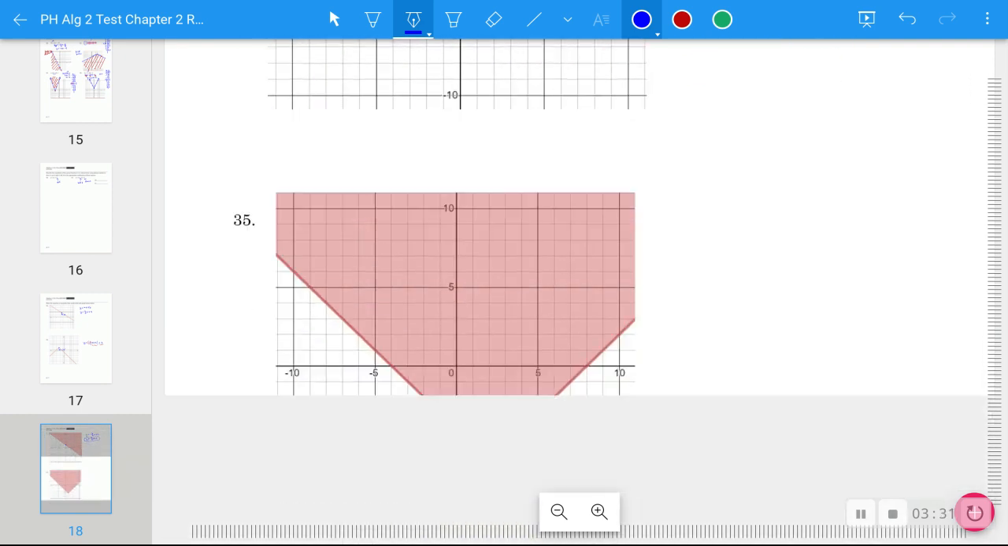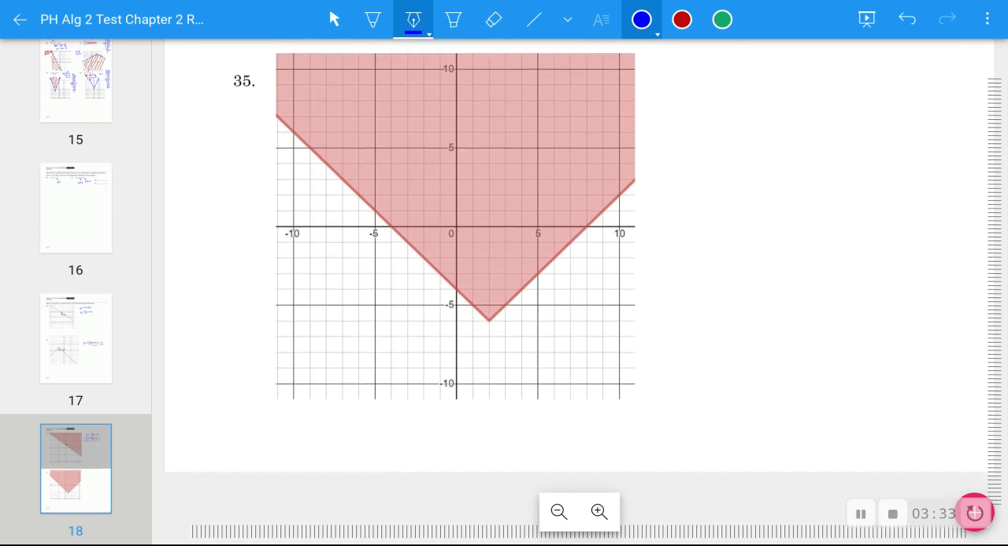This time it's a V-shaped graph. And what we have here is a vertex that is 2 to the right and 6 down. So we have a right side up V. I'll do the border first. Right side up V, that's 2 to the right and 6 down.